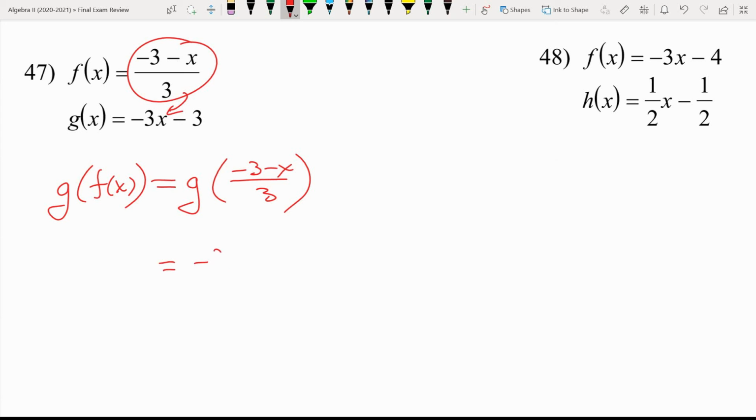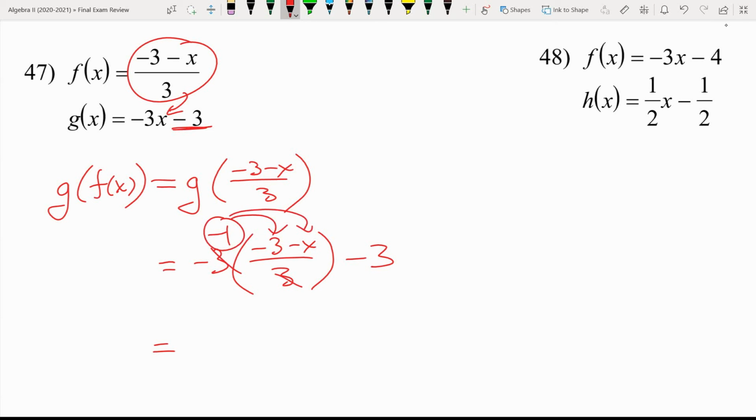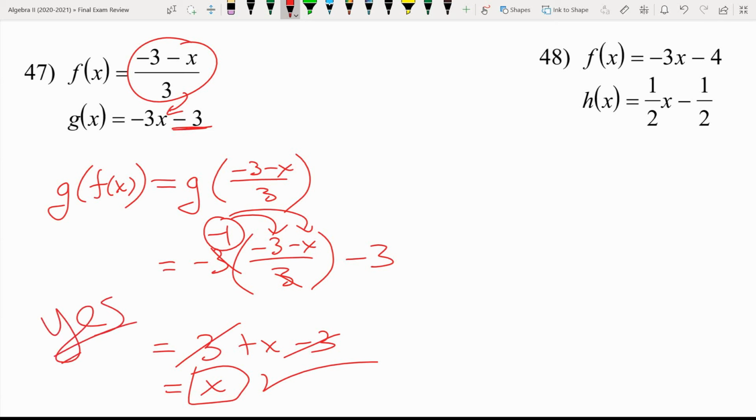So it's going to be equal to negative 3 times all this, negative 3 minus x over 3, and then the rest of it. So this was the x here. Now I'm going to put the minus 3 on there. Just let's distribute. Well, these cancel out here. So it's really just a negative 1 times all these things. So that's going to be a positive 3 plus x minus 3. Those cancel out, and it is indeed equal to x. So it checks out. This is also a yes on this one. So if it didn't equal x, we'd say no, they are not inverses of each other.